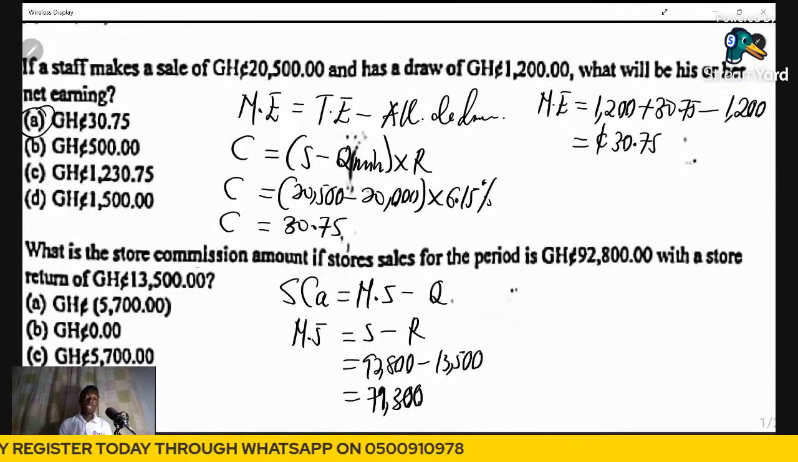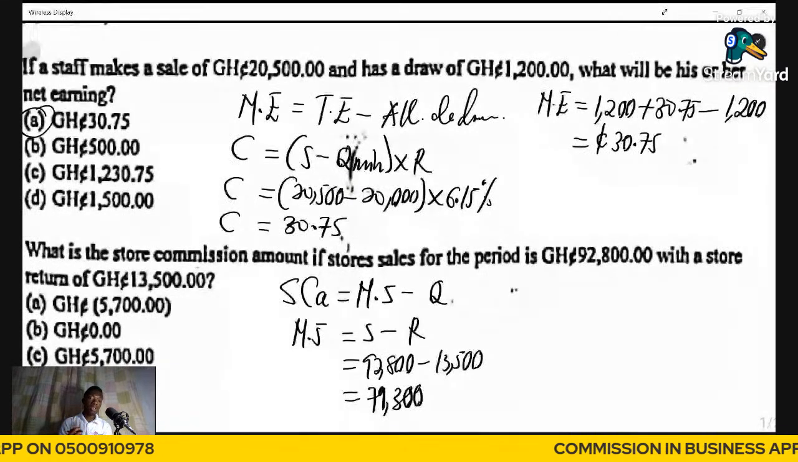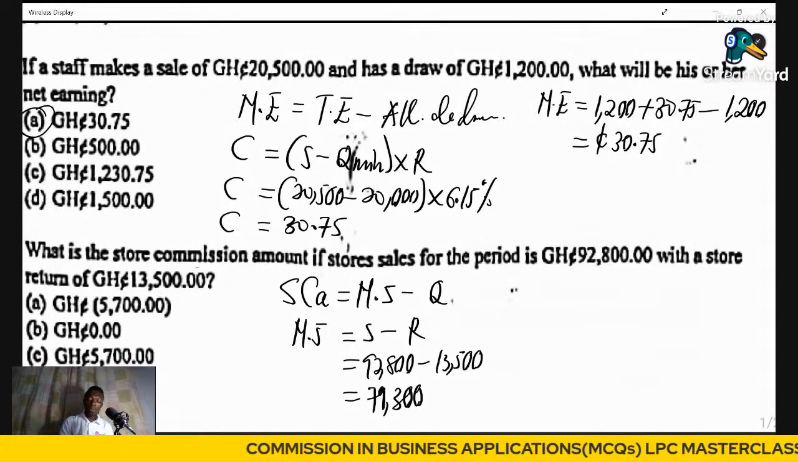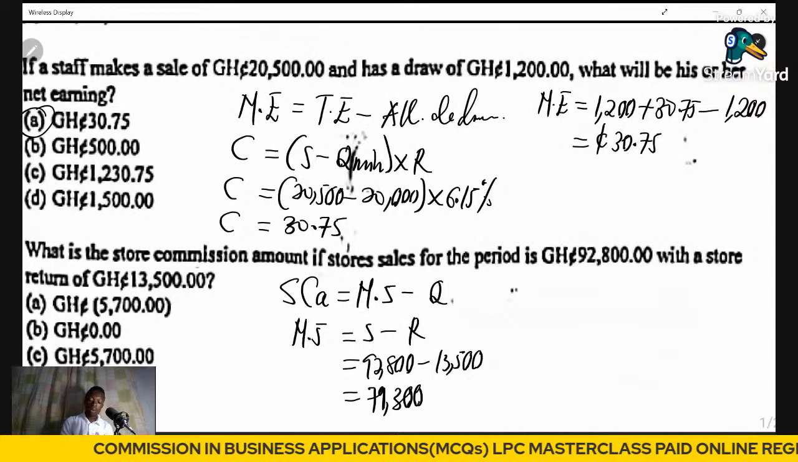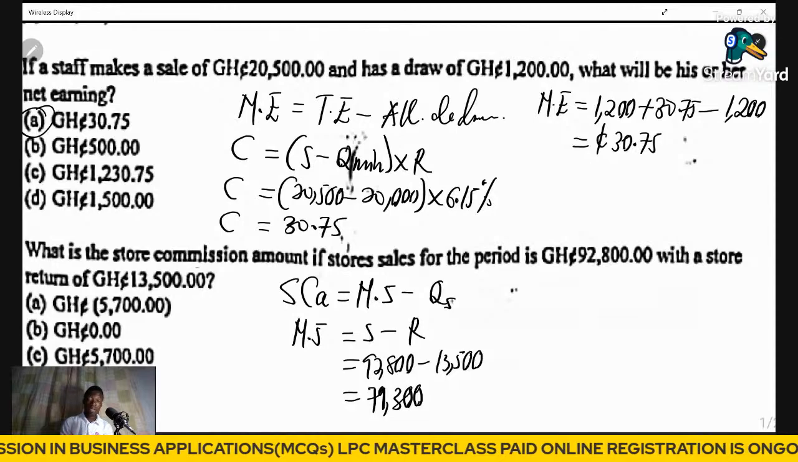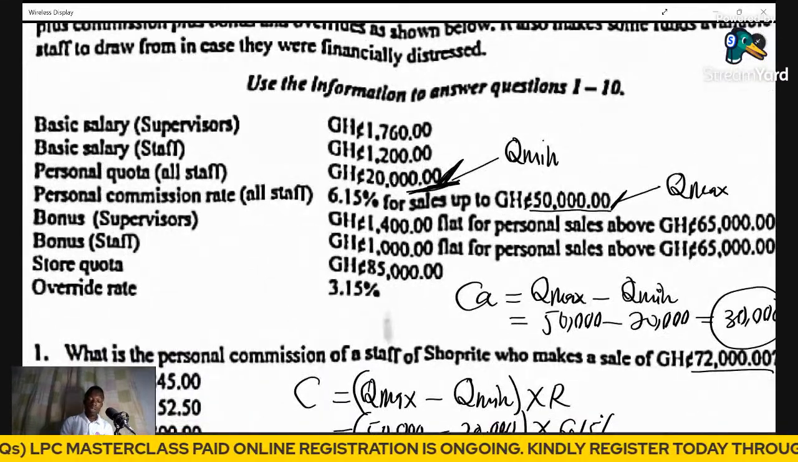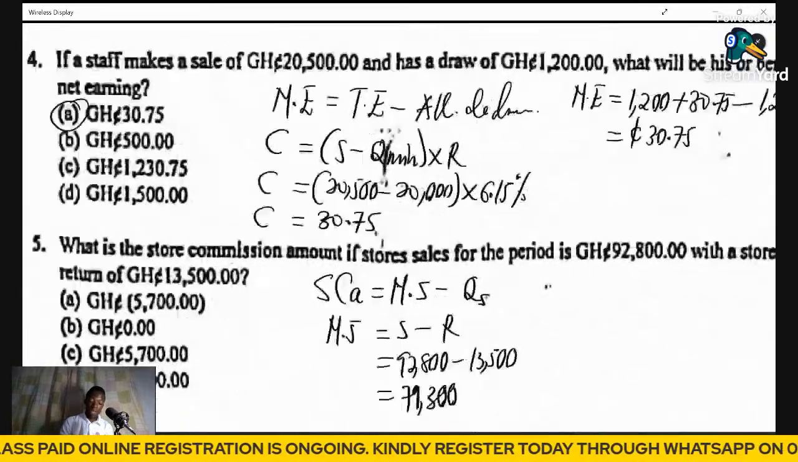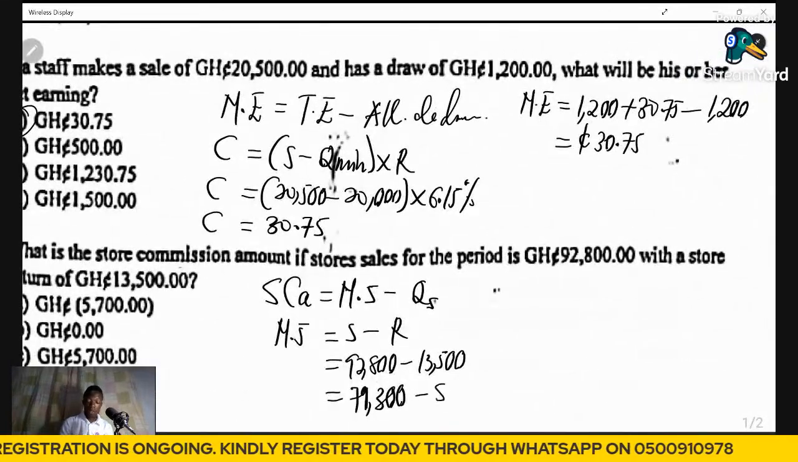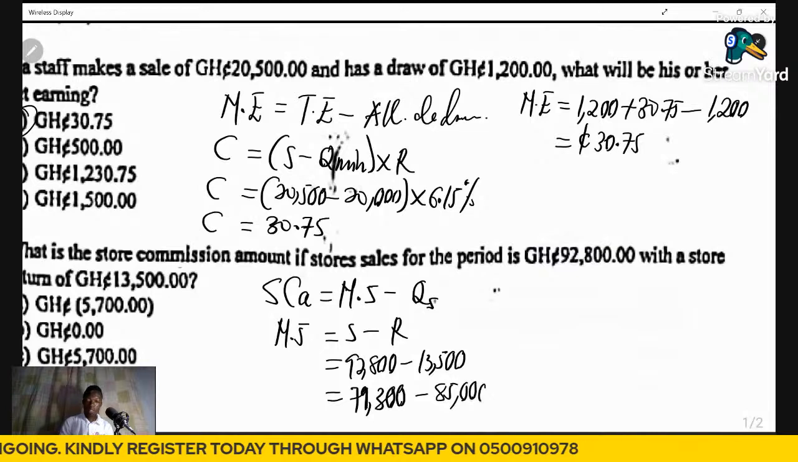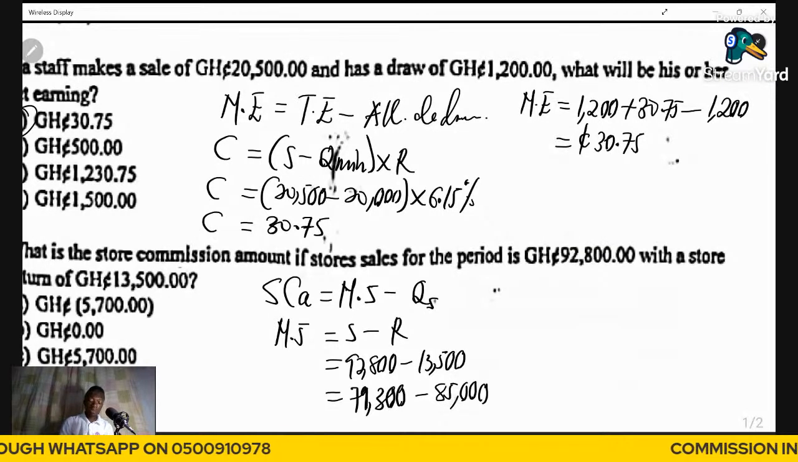Now, when it comes to commission amount, we expect it to be a positive value. It shouldn't be a negative value. So this is the net sales, and we are going to compare this net sales against the store quota. This is what we call the store quota, not the personal quota. In the question, the store quota is given as 85,000, and the net sales is 79,300. Is it possible to subtract 85,000 from 79,300?